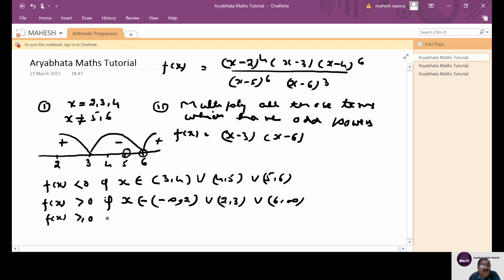For f(x) greater than or equal to 0, if x belongs to, x should be in this region. Here for x equal to 2 function can be 0. Here function can be 0. Therefore, x can be minus infinite to 3. 3 may be considered, therefore, closed interval. Union, x should be in this region, but 6 is not to be considered. Therefore, this belongs to open interval 6, infinite.